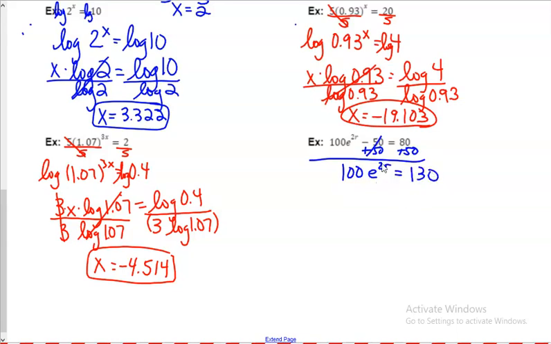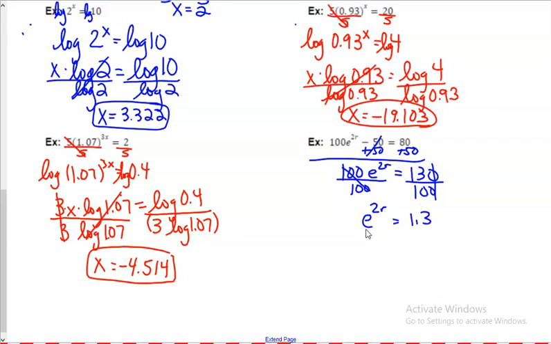But I'm still not isolated with my exponential. So I'm going to undo that by dividing by 100. This goes away, leaves me e to the 2r. And I'm ready now to take my natural log of that. Equals, well, I can cancel that. Again, you can keep it as 13 over 10, but that would be a decimal of 1.3.